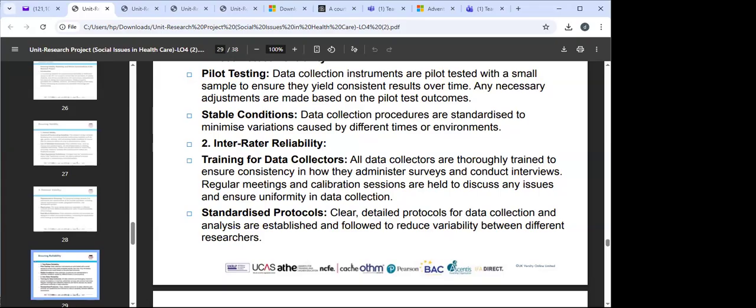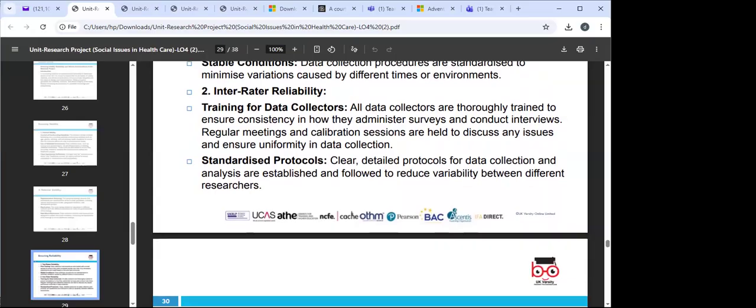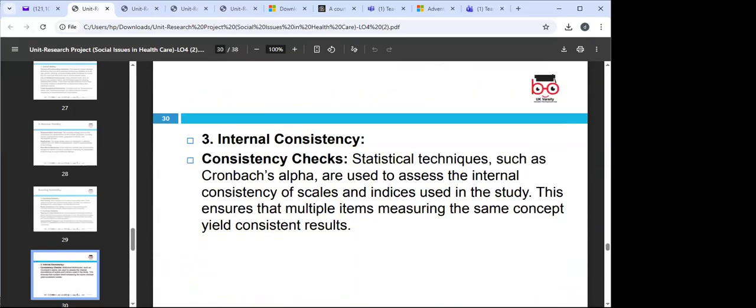Standardized protocols. Clear, detailed protocols for data collection and analysis are established and followed to reduce variability between different researchers. Very, very important. Internal consistency. We've spoken about this, didn't we? We said internal ones are the independent variables. External ones are more to do with populations and all that, okay? Consistency checks.